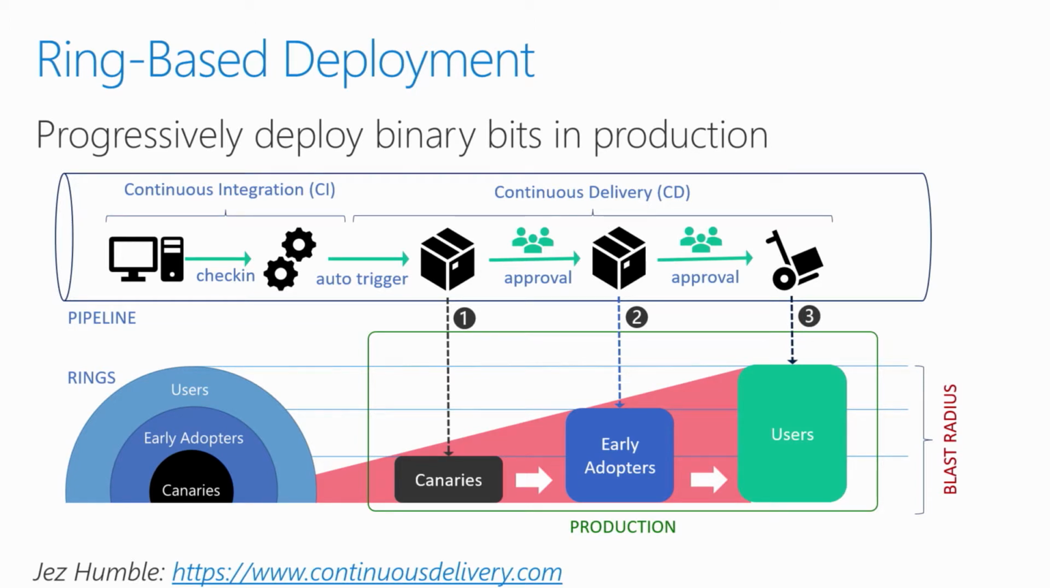What you will see in the background is that red shading. That is what we refer to as a blast radius. The further out you go in your rings, the more users will be affected. So again, you want to make sure that you catch any issue in the canary ring, not the other rings.